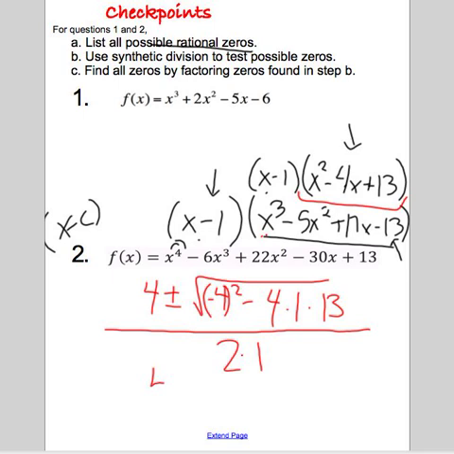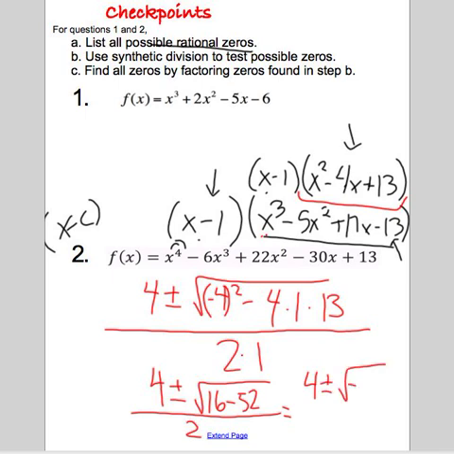But it looks like it's going to be an imaginary result, because it's going to be 16 minus 52 all over 2. So this will create imaginary roots that will be 4 plus or minus the square root of negative 36 all over 2. So there are no more real roots left, no more real zeros left. The only zeros are imaginary. So therefore, we are done with this problem.